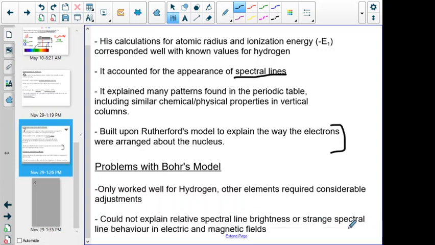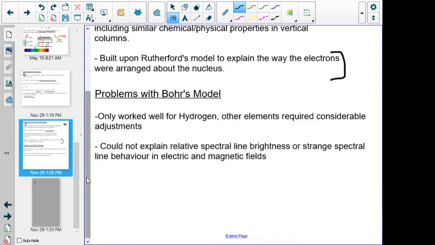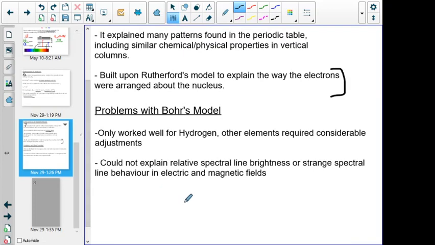Another one that was interesting, or things that came up that you guys wouldn't be aware of yet. It worked great for hydrogen. Other elements, you had to really tweak things a lot. And that was a little bit strange. Finally, it could not explain spectral line brightness.